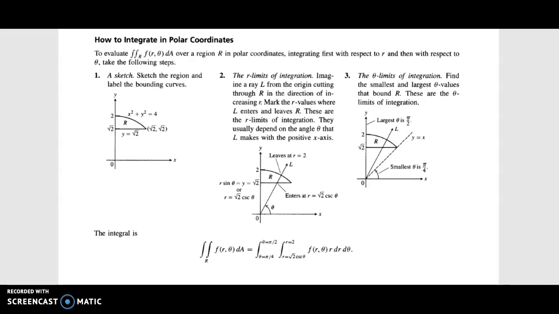Hi, today we are going to deal with how to integrate a double integral using polar coordinates, and we have already discussed this. That is, the double integral over R of f(r, theta) dA is equal to the integral from theta ranges, and find the r limits, and how to find these limits of integration in this.